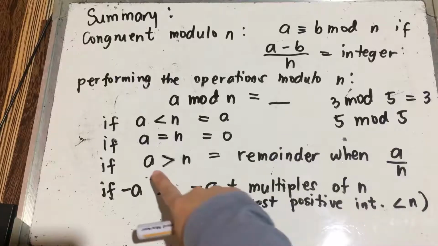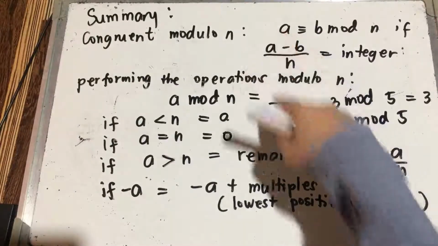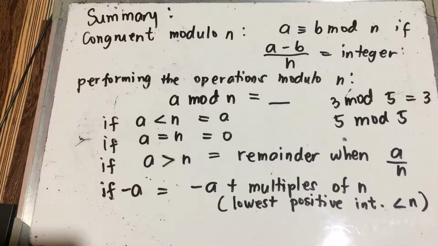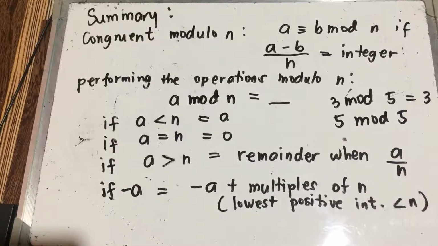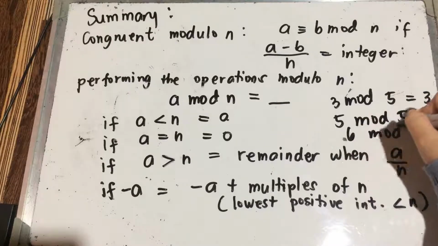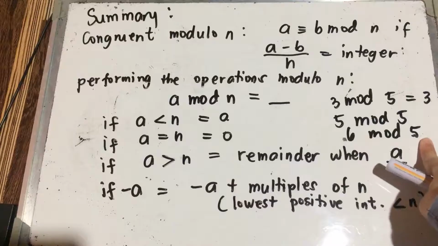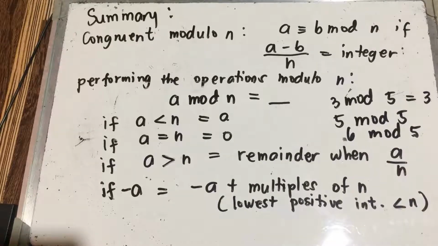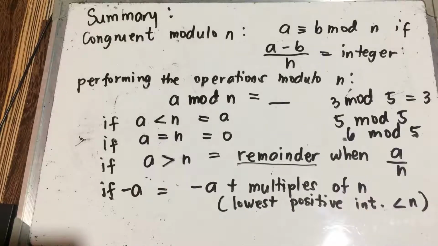Okay, next. If A is greater than n, halimbawa, itong A is greater than n, so the answer is the remainder when you divide A by n. So halimbawa, 6 modulo 5. So 6 divided by the modulus, by the value of n. So the answer is the remainder. Hindi yung quotient ha, the remainder.